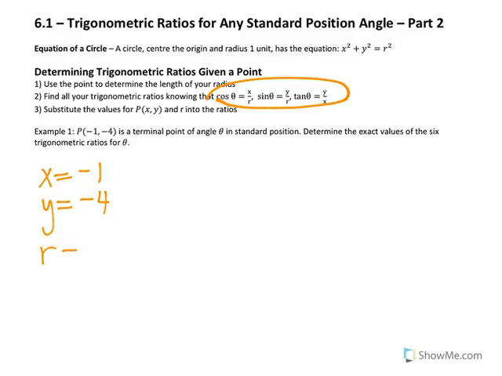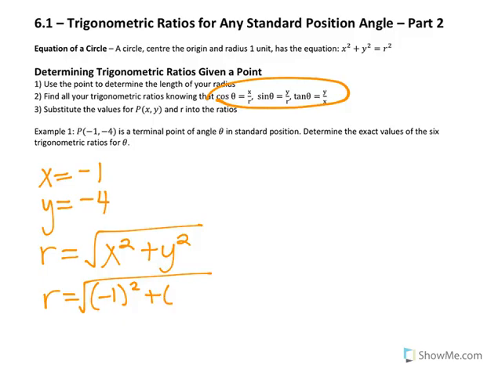So we need to find r. We're going to find r by doing the square root of x squared plus y squared, because we can imagine this as a triangle. So r is going to be -1 squared plus -4 squared. Be careful, those will go in brackets. So this is the same as the square root of 17.